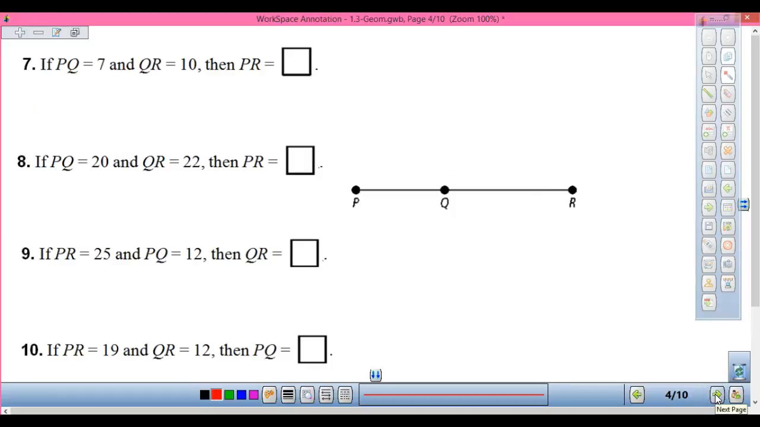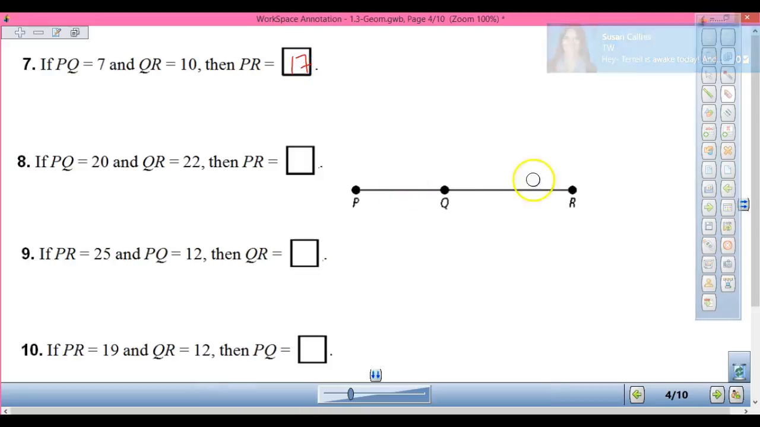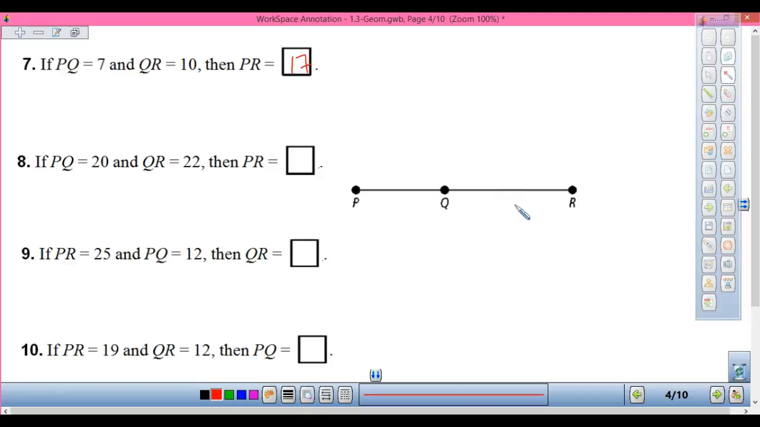All right. It says if PQ is 7 and QR is 10, what's PR? 17. 17. Now we're on a roll. And now I got to erase these little guys. PQ is 20. QR is 22. PR is going to be... It's always going to be this way.